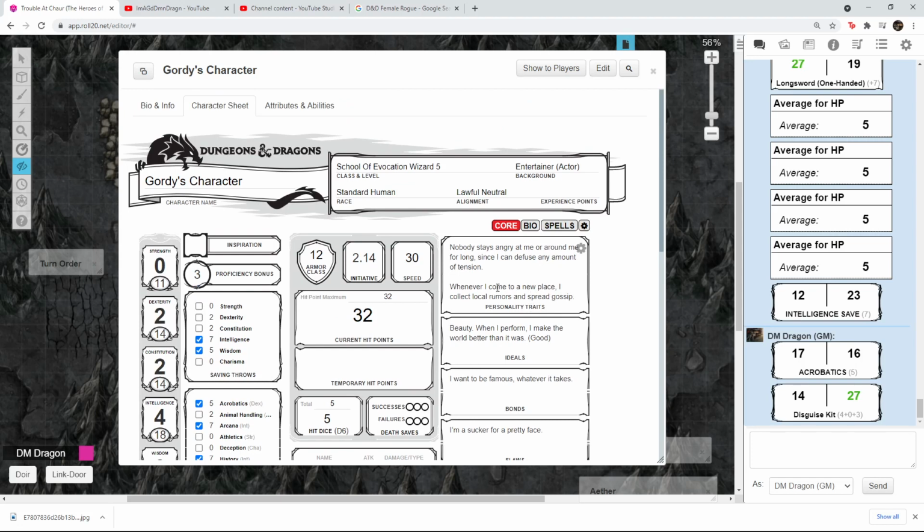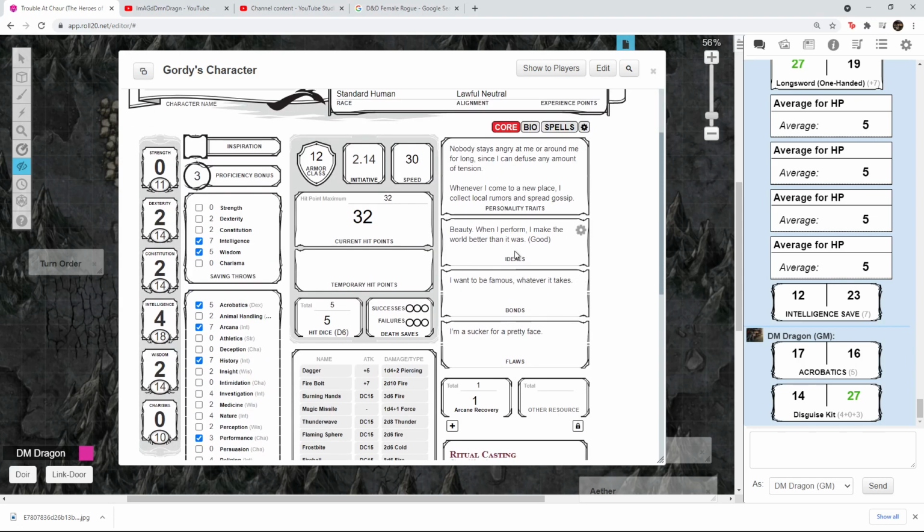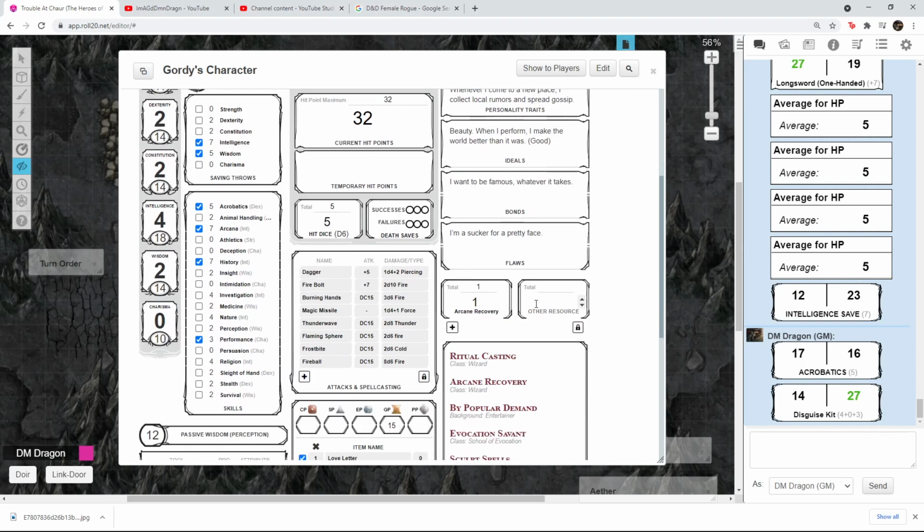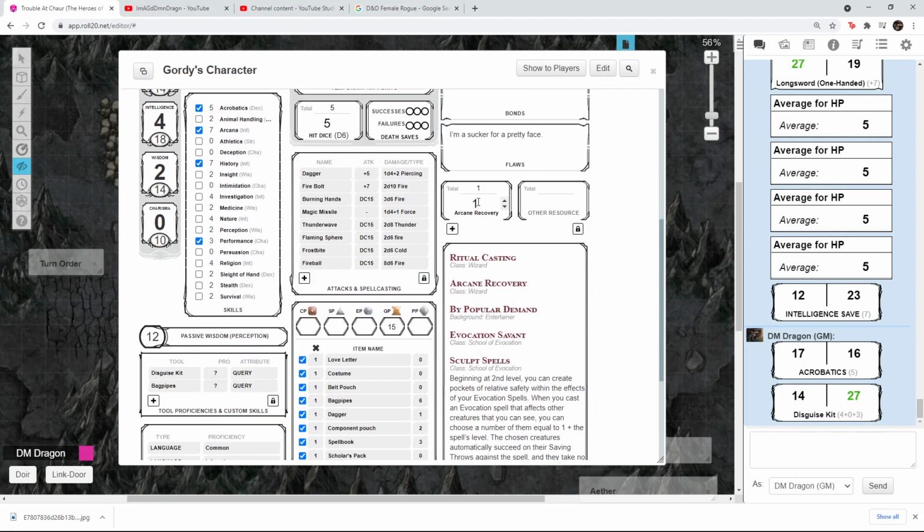So your personality traits come from your background. You can usually choose these, but I just generated them. So you can look at those to see what things your character values, some bonds, and some of their flaws. These are your resources. You get them depending on your class. Arcane Recovery is one of the wizard's abilities. He gets to do this once per day during a short rest. He can gain back some spells.